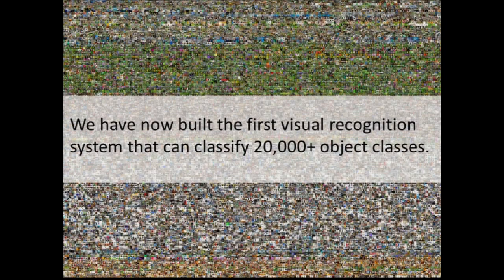So I'm very proud to report that at Stanford Vision Lab, we are the first to have ever built a visual recognition algorithm that recognizes more than 20,000 object classes. Even Google doesn't have it.